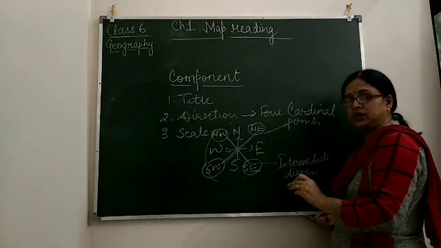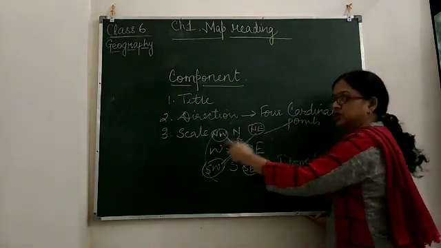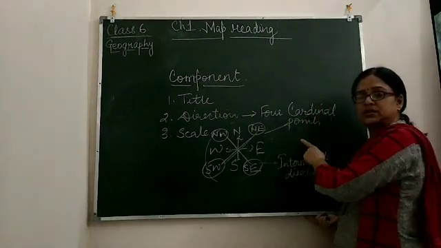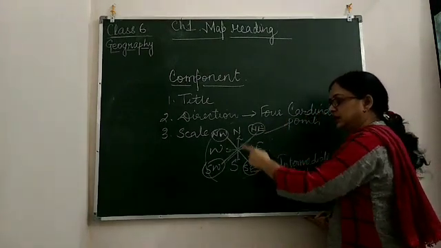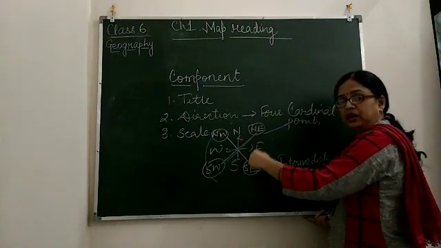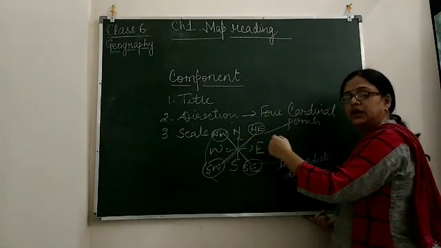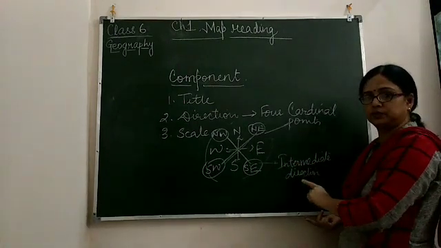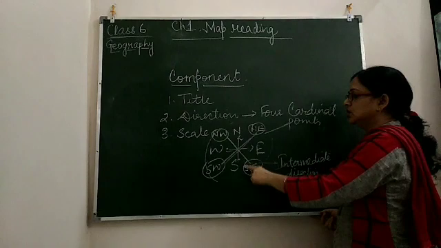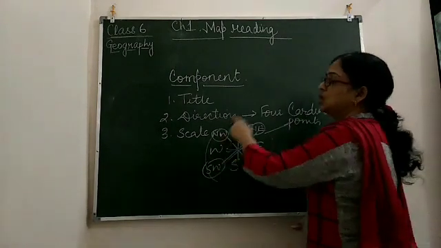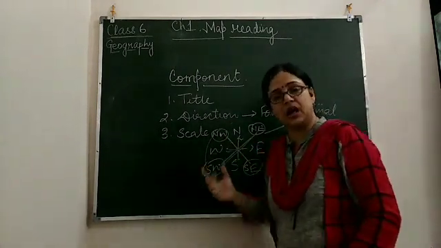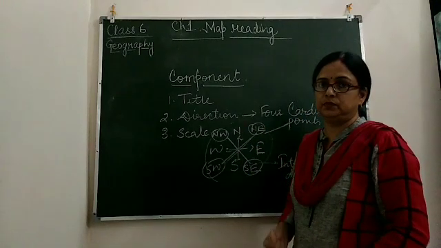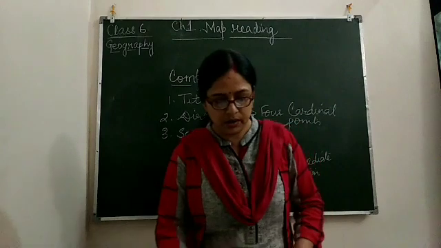Make your concept very clear. The four major directions, east, west, north, south, are called cardinal points, and the further division of the directions are called intermediate directions: northeast, southeast, southwest, northwest. That is enough to know about the direction.